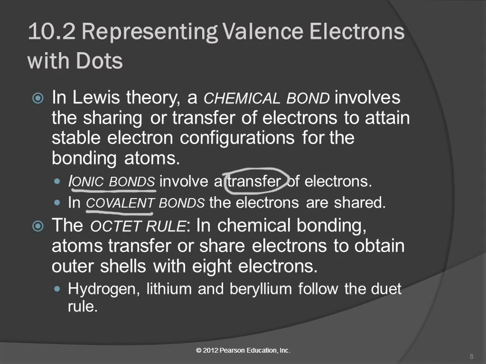Covalent is sharing valence electrons. So covalent bonds are sharing electrons. Ionic bonds are transfer. Question?